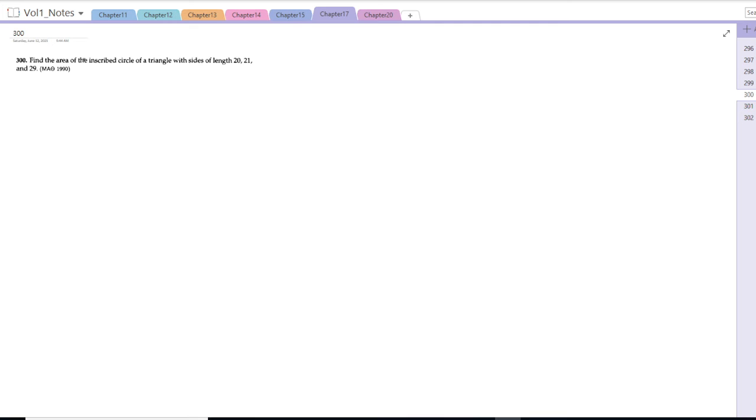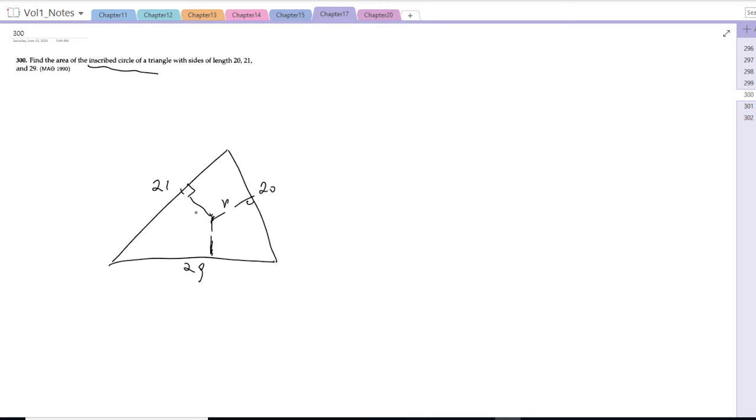Question number 300. Okay. So we want to find the area of the inscribed circle of a triangle with 3 sides. So if we know the 3 sides are 20, 21, 29, we want to find the area of the inscribed circle. If you want to find the area of the inscribed circle, you need to know the radius, right? So how to know the radius?